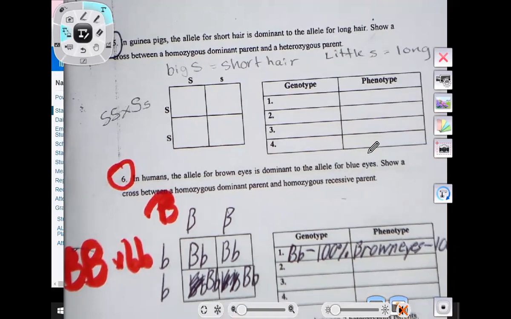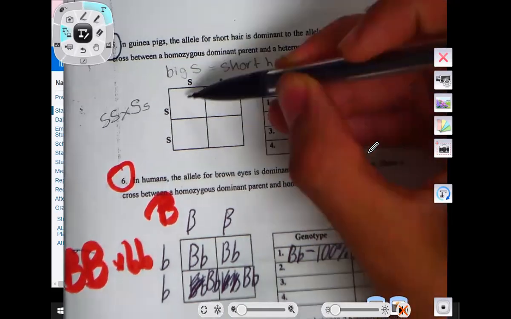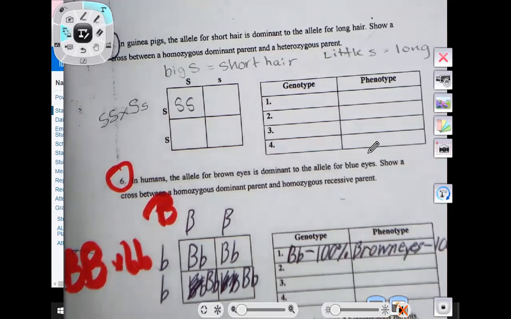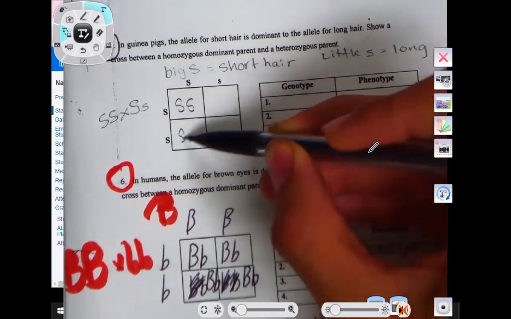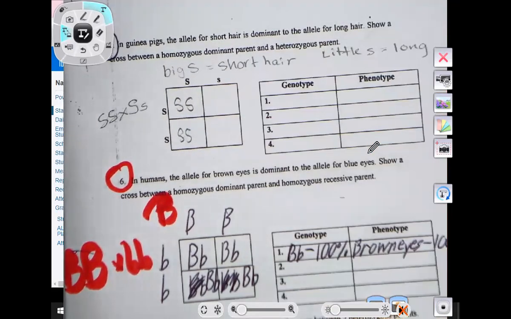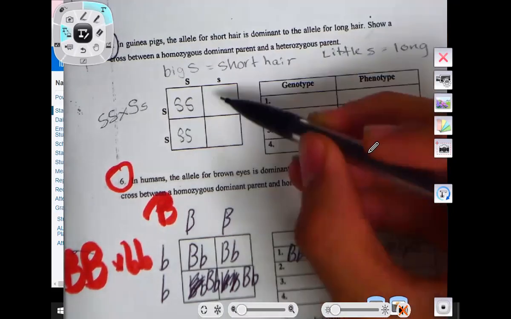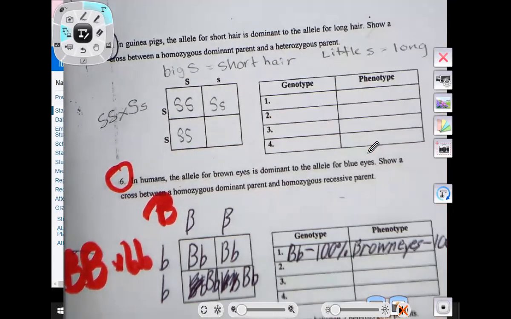All right, let's do our Punnett square. Those are the parent genes, big S, big S times big S, little s. Now we're going to find out what the children get. In a Punnett square, the parents don't give both genes. They only give one. So what is the first child going to receive? Big S, big S. It doesn't matter which one you do first. The next child below it would receive big S, big S. The top right child would receive big S, little s. And the bottom right, big S, little s.